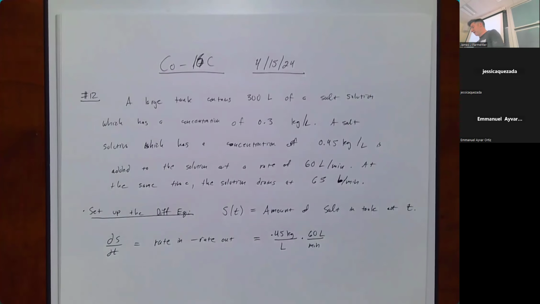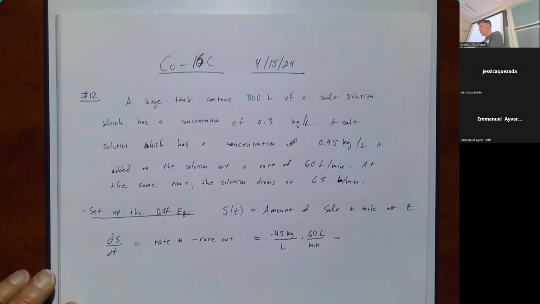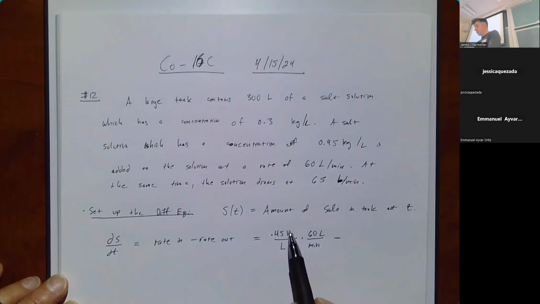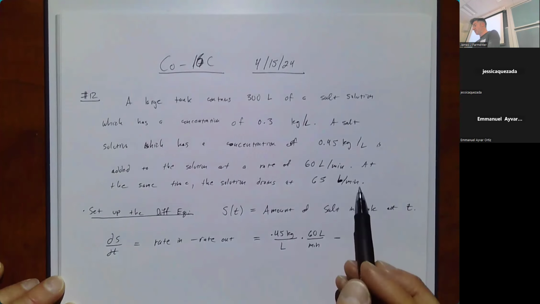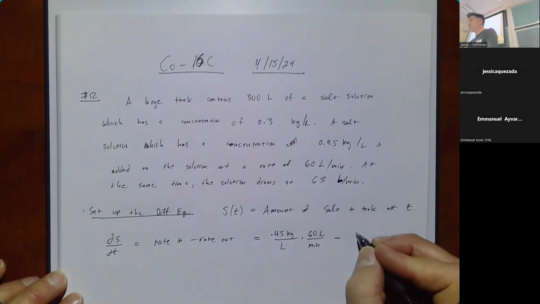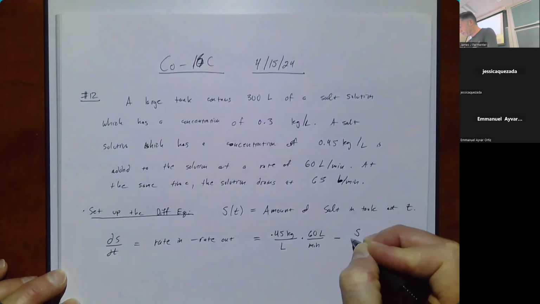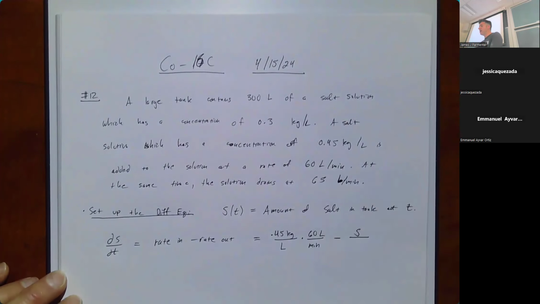The rate out part here is always the more challenging part. So we know that we're draining this. Well, actually, we should talk about the concentration first. The concentration of the tank is how much salt there is, which is S, or S of T if you prefer, but I'll write S. So S kilograms divided by the volume of the tank. And what makes this different than our previous setups is that the volume of the tank is changing.